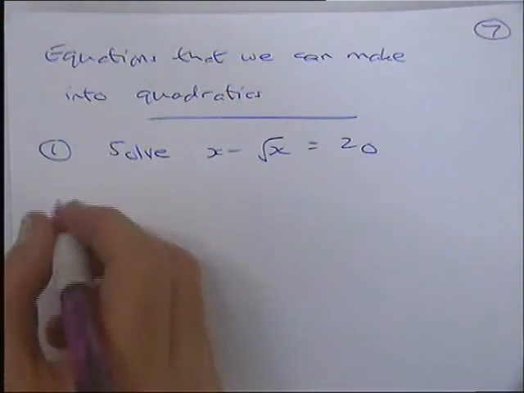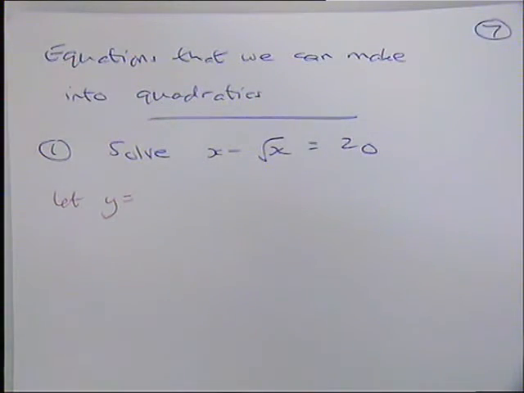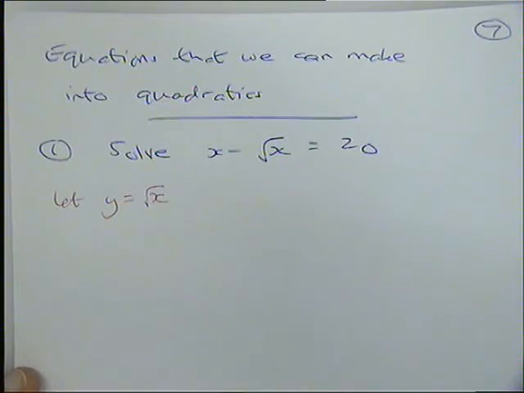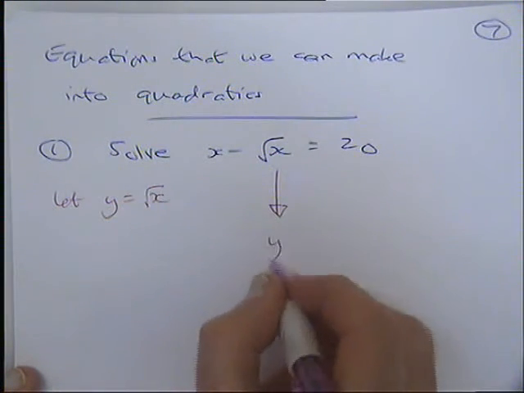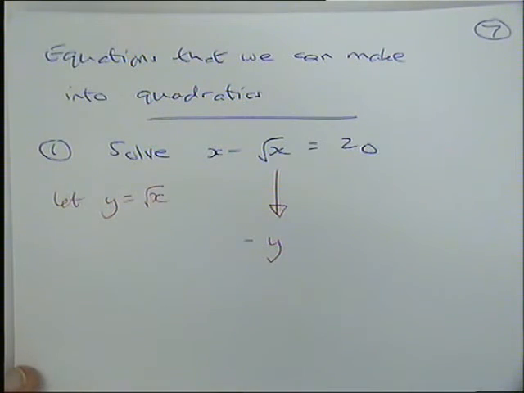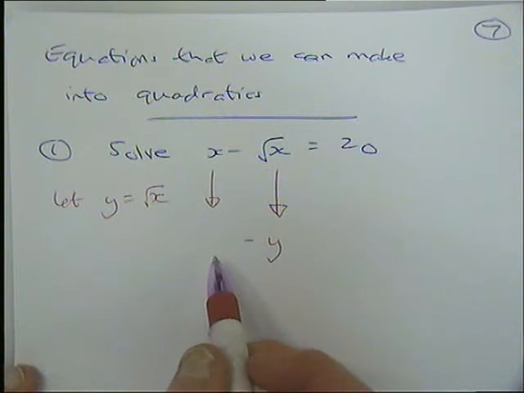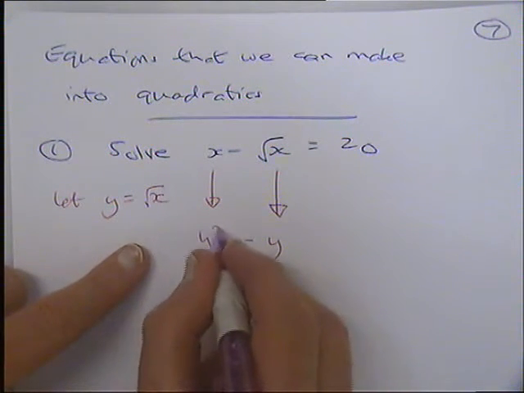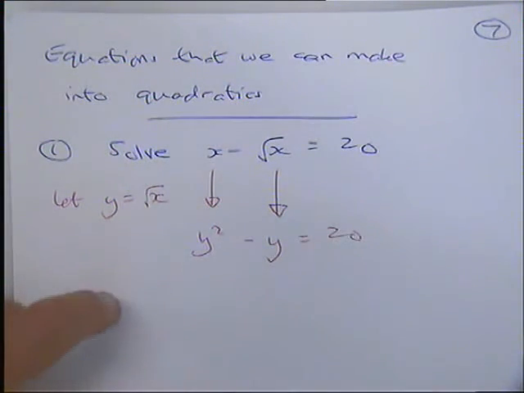What I'm going to suggest you do is this. If you let some other letter of your choice, I'm just going to use y, equal the square root of x, that bit there becomes y with a minus sign in front of it. What does x become? Y squared. And I've still got that 20 over there.